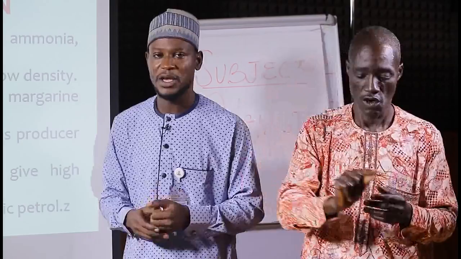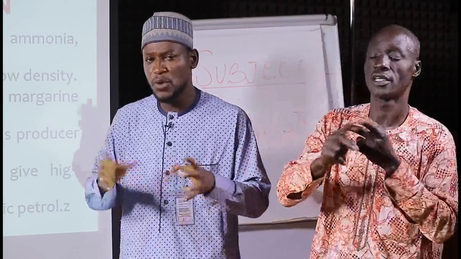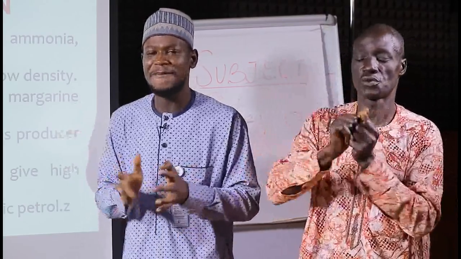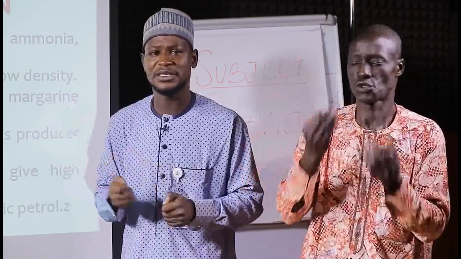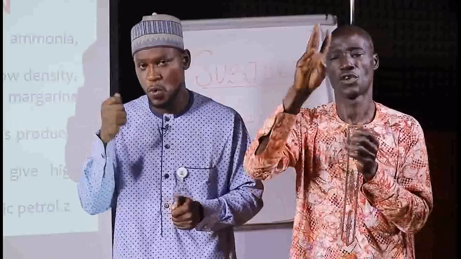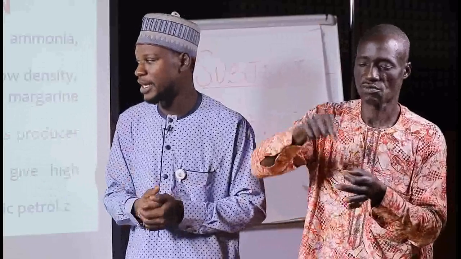Fifth, it is used in oxyhydrogen flame, which gives a high temperature for welding. What do we mean by that? When hydrogen is mixed with pure oxygen, it burns to a very, very high temperature. And this temperature is up to 4,000 degrees Celsius, which can be used for the welding of aluminum and some other metals, such as nickel, using that process.